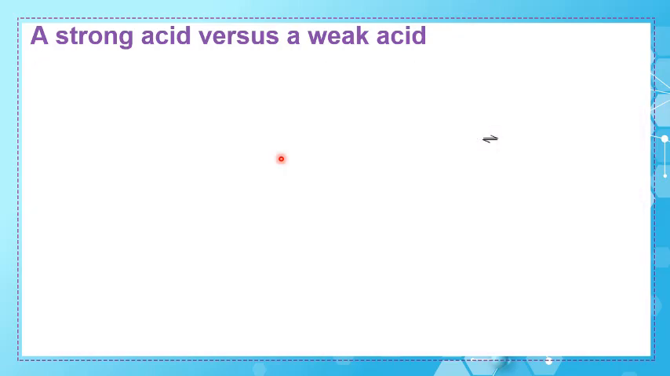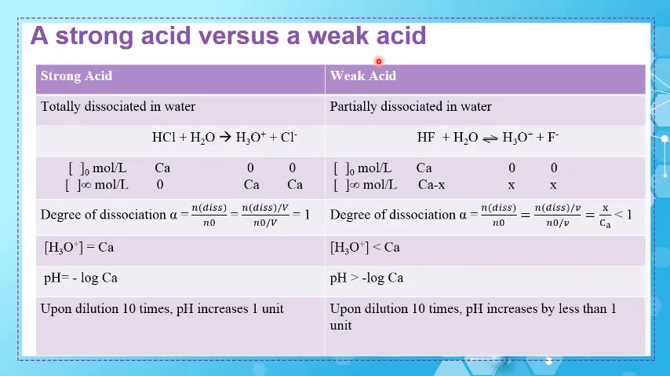What about a weak base? Here is a table that will show us the difference between a strong acid versus a weak acid. Here is a strong acid. As we said, it is totally dissociated in water. The equation here is complete. It means it's not reversible. If we consider the initial concentration of the acid, it is Ca, as we said.